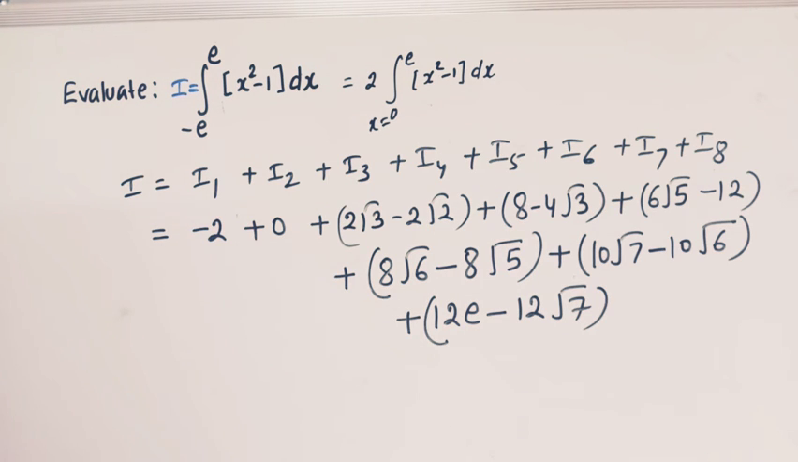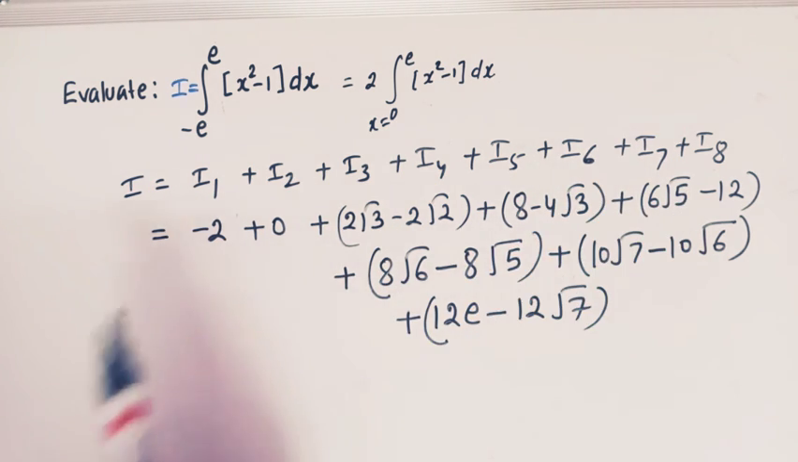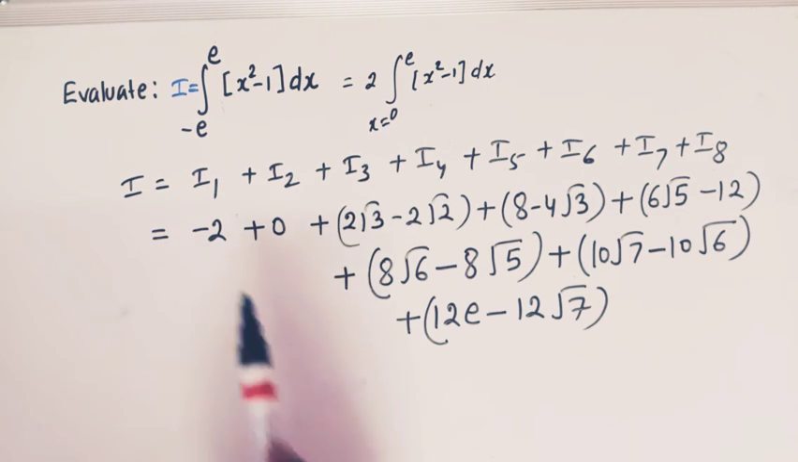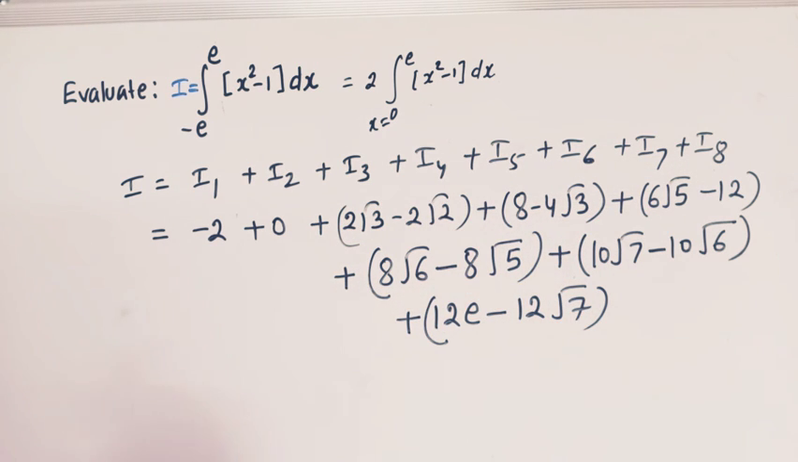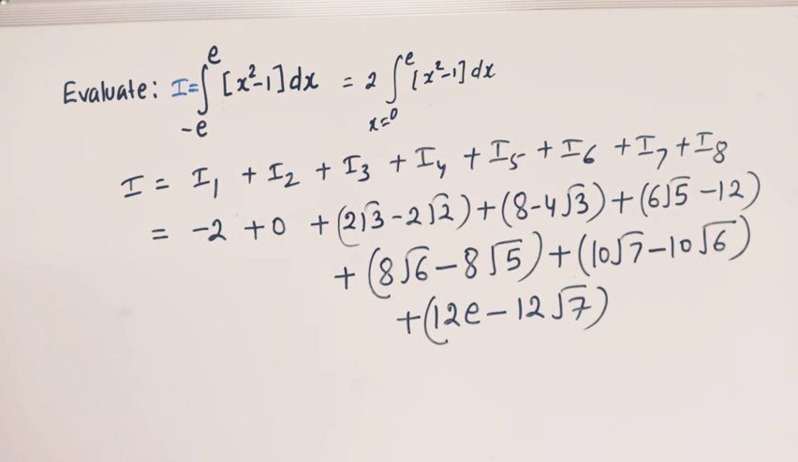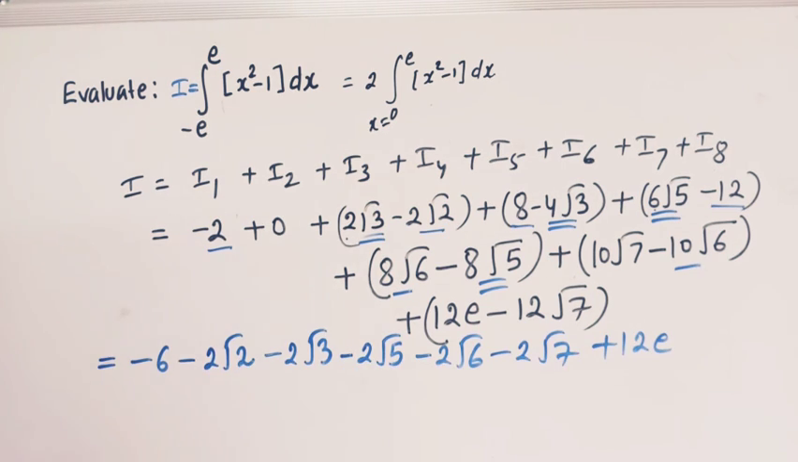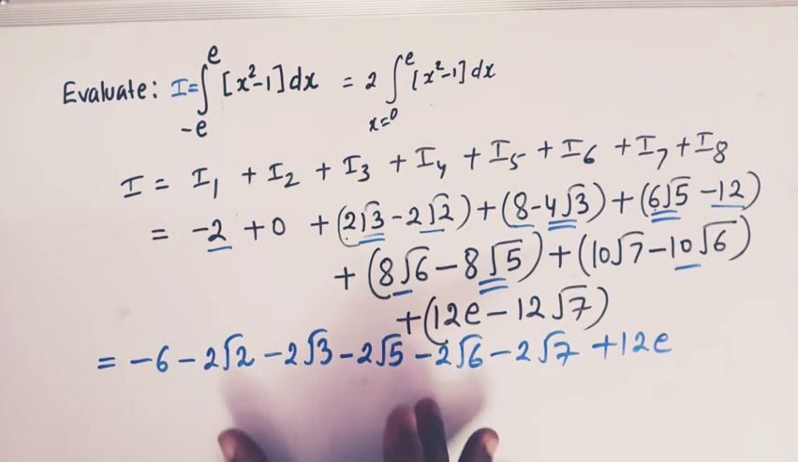So viewers, once we have evaluated all these integrals, the value of the given integral is the sum of all these 8 integrals. So here we have substituted the values of all these 8 integrals, right? Now we can simplify this expression to get the value of the given integral by simplifying the like terms, right? So now viewers, if we simplify this expression, we'll arrive at this result.